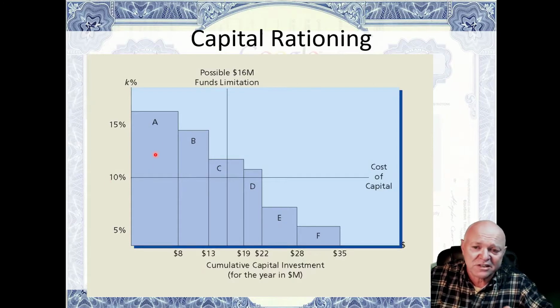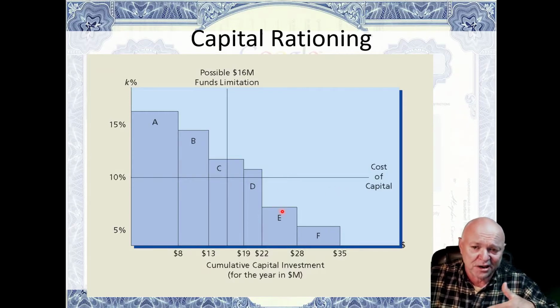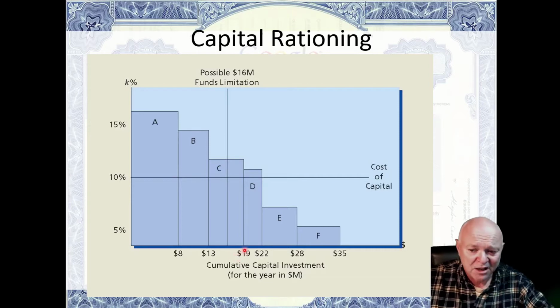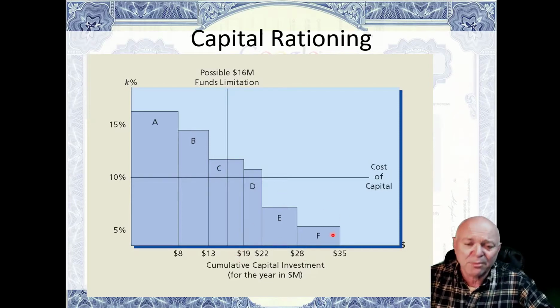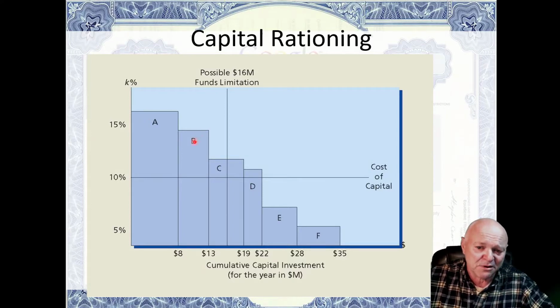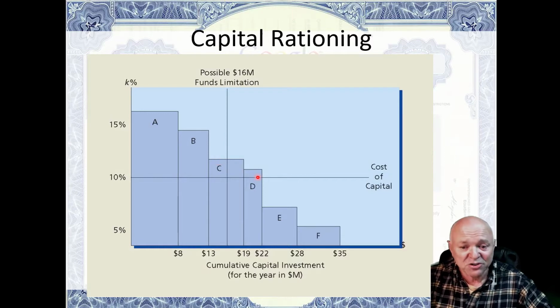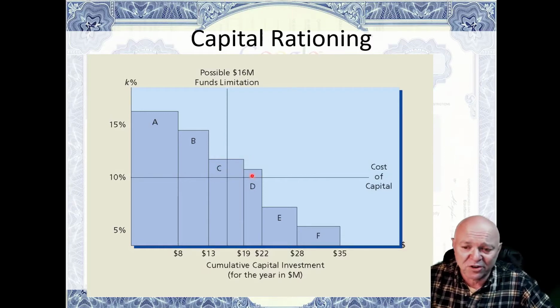And we have all of these different projects. We've got project A, B, C, D, E, F. They're all good projects except for, well, projects E and F don't give us a rate of return on invested capital that's as high as our cost of capital. So we probably would never do E and F. However, A gives us about a 16% rate of return, B gives us maybe 14%, and C gives us maybe 12%. D also gives us about an 11% rate of return on our capital.